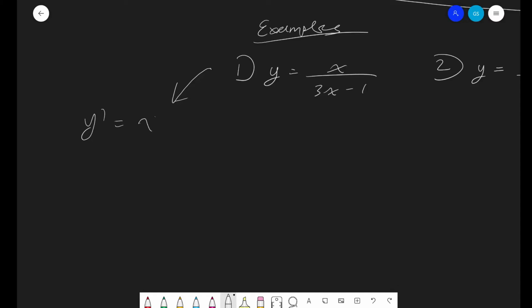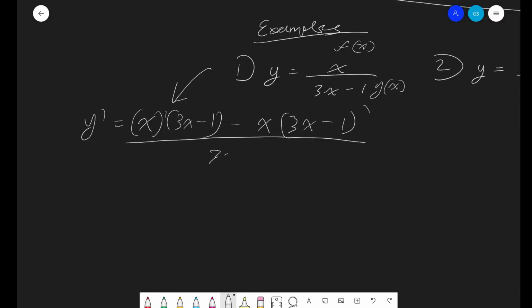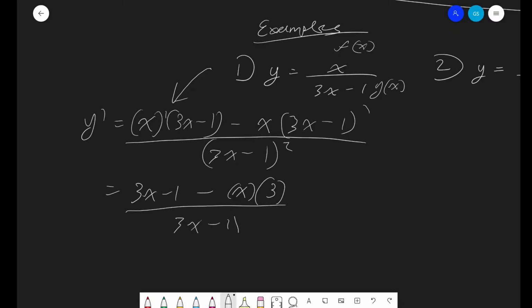So I'm going to take this one slow. Differentiating x, and then times 3x minus 1, because I'm making this my f of x and this my g of x. Minus x and then 3x minus 1 differentiated. The denominator is 3x minus 1 squared. Differentiating x is just 1 times 3x minus 1, minus x multiplied by 3, which is 3x minus 1 differentiated, over 3x minus 1 squared.